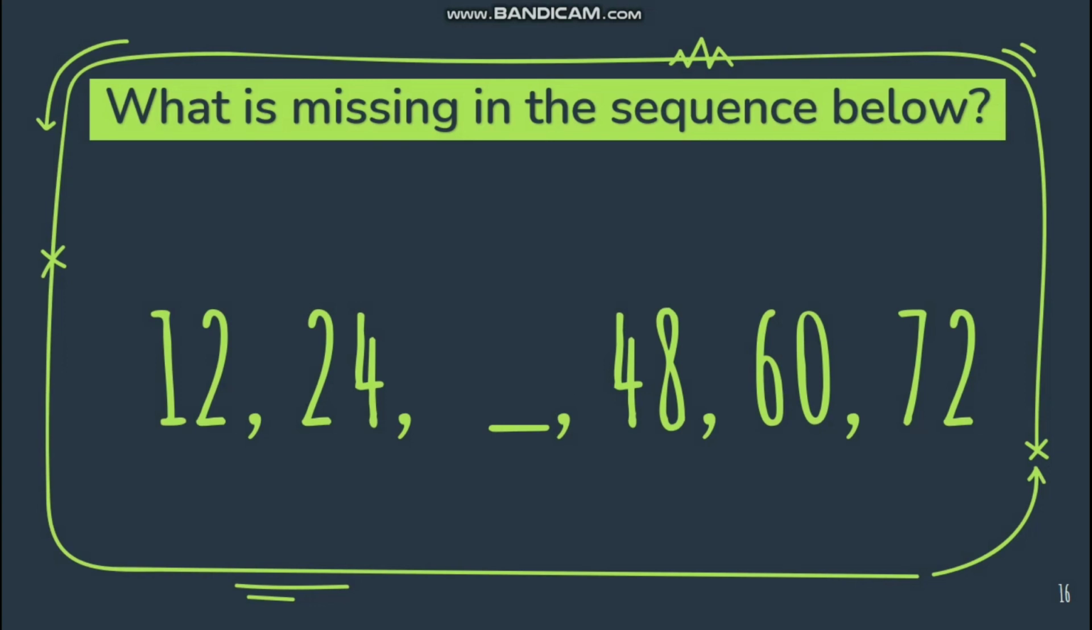Next, what is missing in the sequence below? Okay, so try to figure out what multiples are given. So we have the multiples of 12. So 12, 24, and the missing is 36. Again, you can just multiply 12 by 3 because the third term is missing, or you can add 12 to 24, since we are looking for the missing term in the multiples of 12.